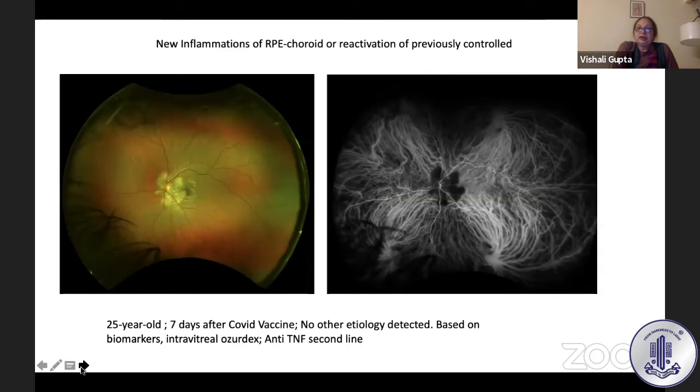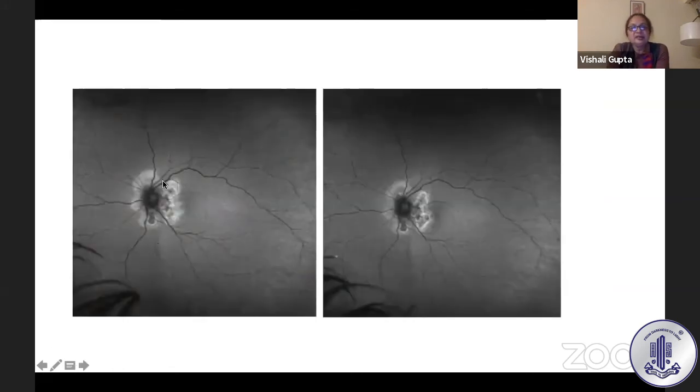COVID as well as vaccination are both inducing either new inflammations in the choroid RPE complex, or there is reactivation of the old one. Now here I could find, in a series of patients where I collected the vitreous, that TNF was elevated. So if I don't find a cause and I'm treating, I know anti-TNF is the one which is going to work, which has now become my first line of therapy for COVID-induced choroiditis, whatever it is.